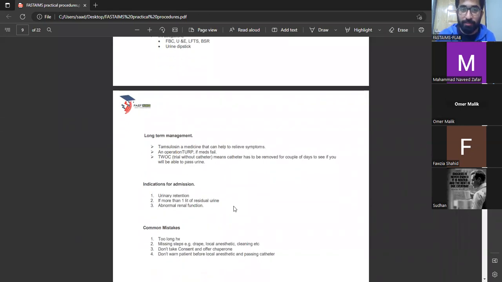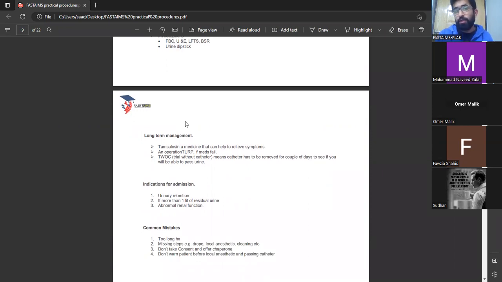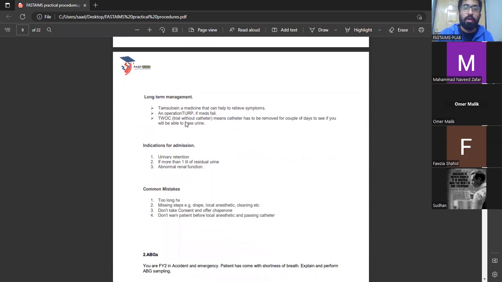Then comes the investigation part. Okay, we are going to do some investigations, which include your complete blood count, your salts in the blood, how well your kidney and liver are functioning, and a urine dipstick to check for any infections. Because he was holding urine, there might be a possibility that there is an infection going on. Then discuss long-term management.